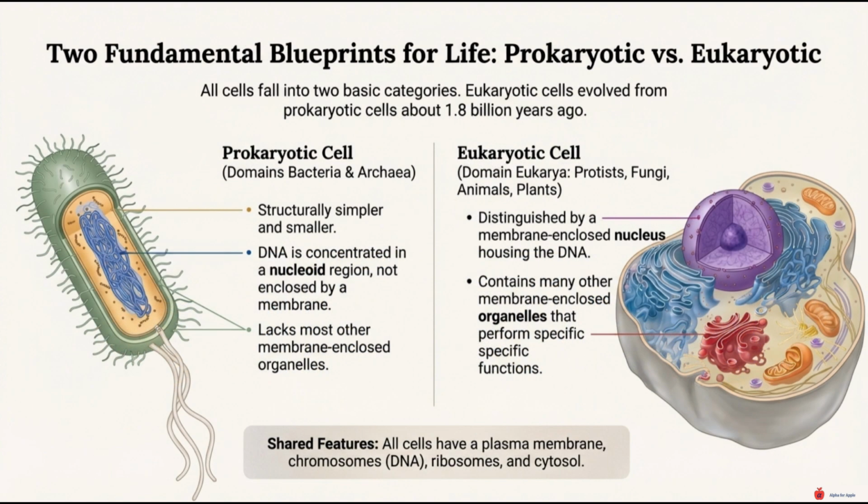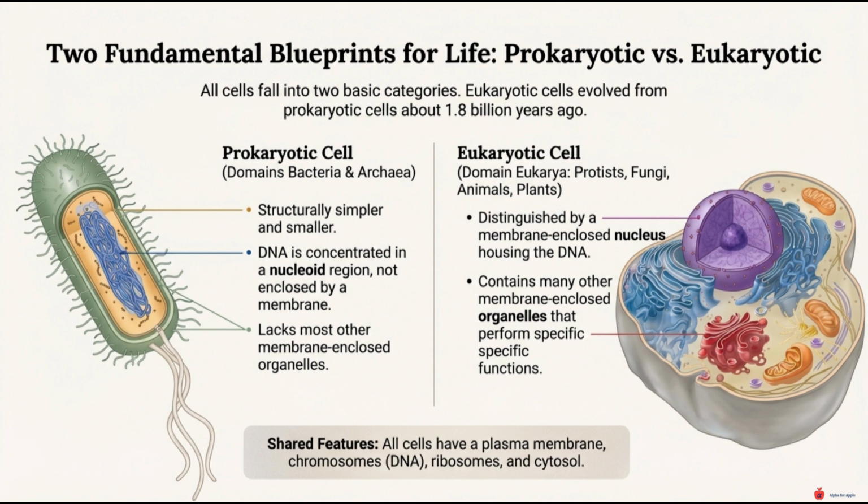So let's move on to the actual blueprints for cells. Now, no matter how different they look, all cells share some basic features, right? Four fundamental things, yes. They all have an outer plasma membrane, they all have chromosomes with DNA, they have ribosomes to build proteins, and they're filled with cytosol, the jelly-like fluid. But from there, they diverge into two main types.